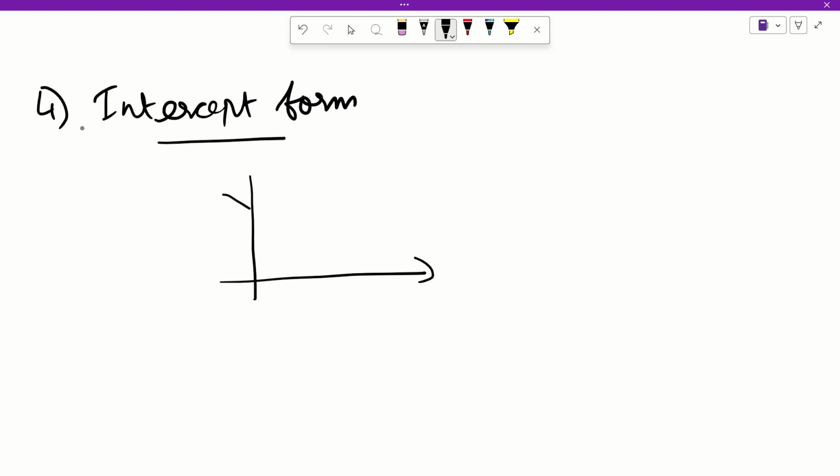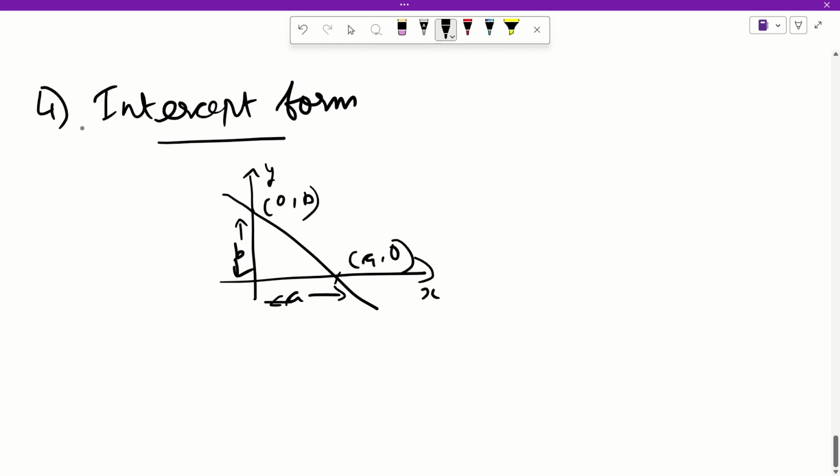Okay, let's say we have a line like this. Okay, it meets at a point. This is x-axis, this is y-axis, this is (0, b), this is (a, 0). This much distance is a, and this much distance is b. That means this will be the x-intercept, and this will be the y-intercept.